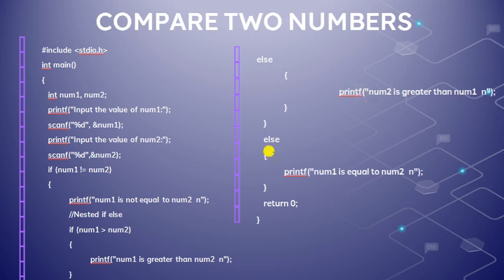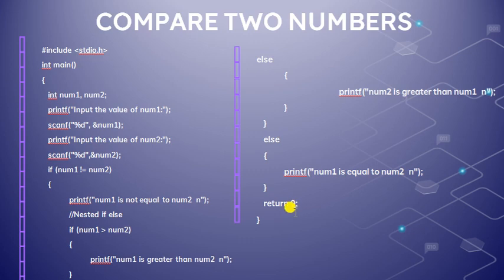Okay, so here we are closing the if statement's bracket. Then else means num1 not equal to num2 is not true, that means num1 is equal to num2. Okay, I think you got it. Here return 0 is included because we are given int main here. We can also give void main, then there is no need of this return statement. Okay, so this is the comparison of two numbers.